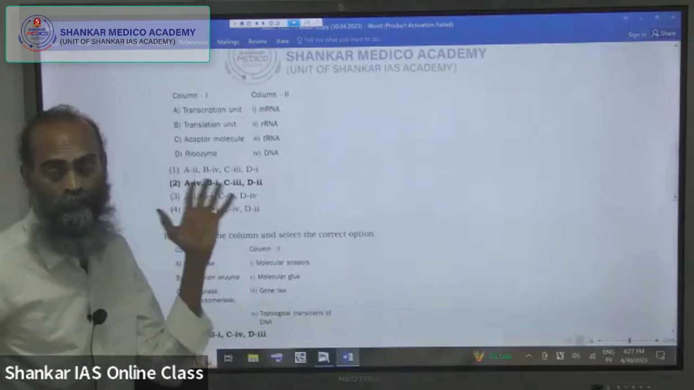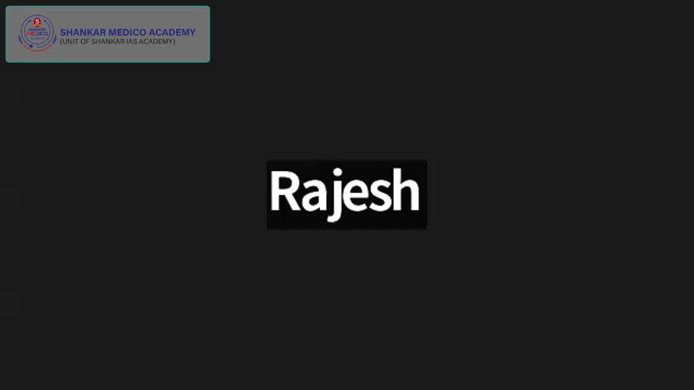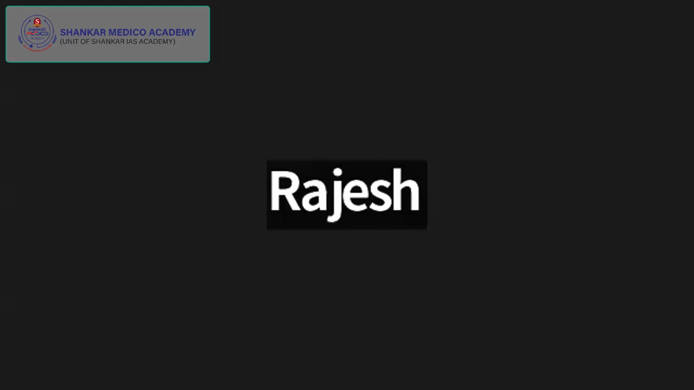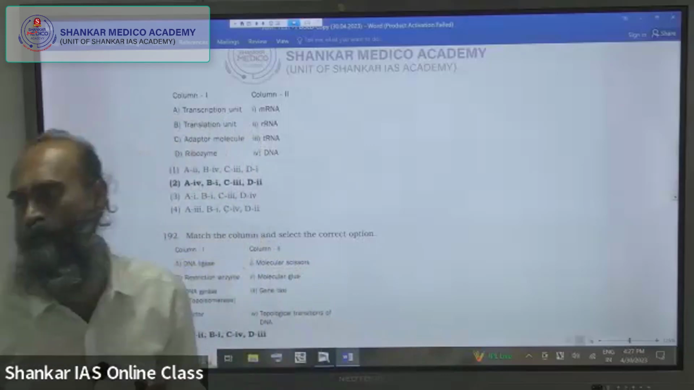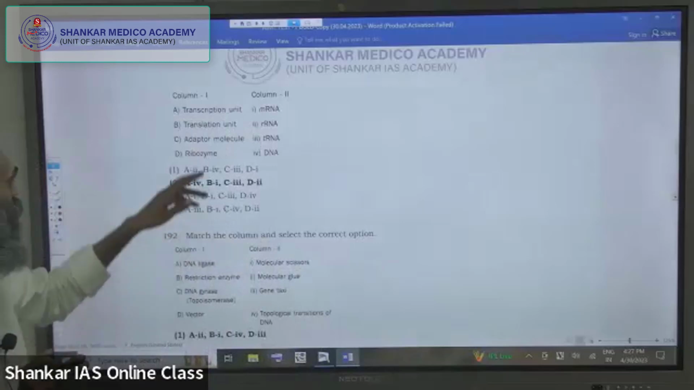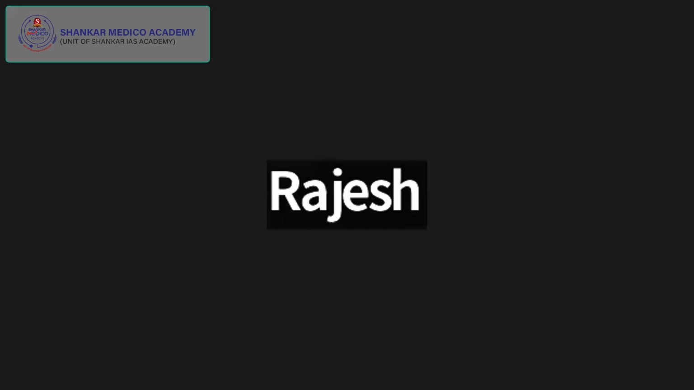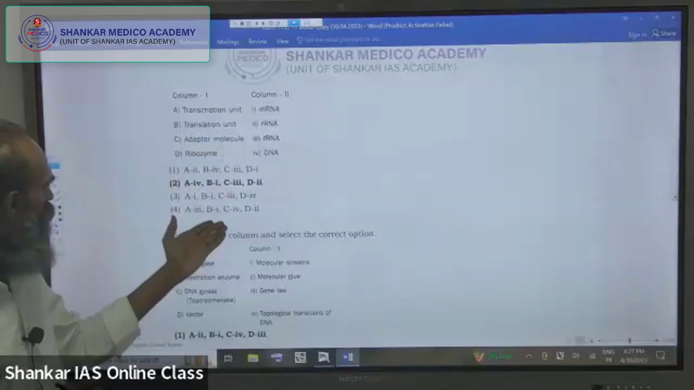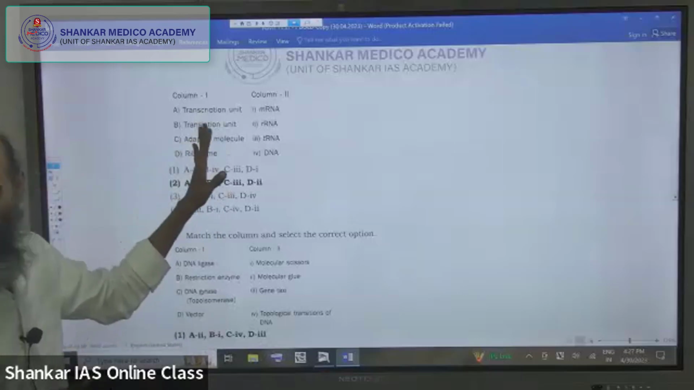Transcription unit: which is going to give the transcription unit for us? DNA. DNA has a promoter, a terminator, and the template and non-template strands, with the structural gene altogether called the transcription unit. Then translation unit. Adapter molecule: tRNA. Ribozyme: rRNA. If you don't know the adapter molecule, at least you know the ribozyme, and based on that you can find it. But you should know about these concepts.